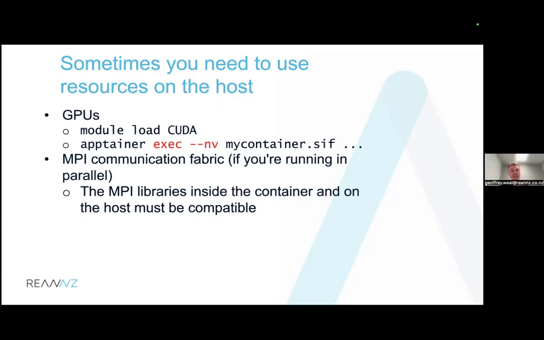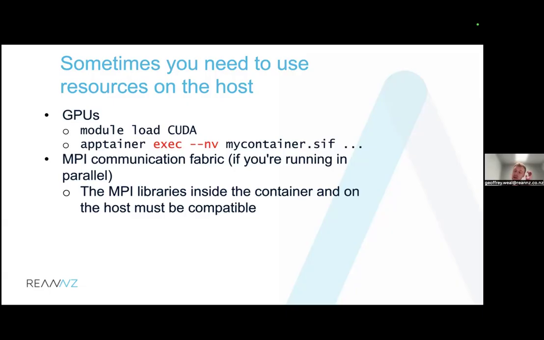There are sometimes cases where you need to use outside resources. So, for example, GPUs is one of these. This is easily done in containers where all you have to do is put your --nv flag and you can use GPUs just like that. You also sometimes will want to use MPI for your programs, and there's many ways that we can deal with that as well within containers.